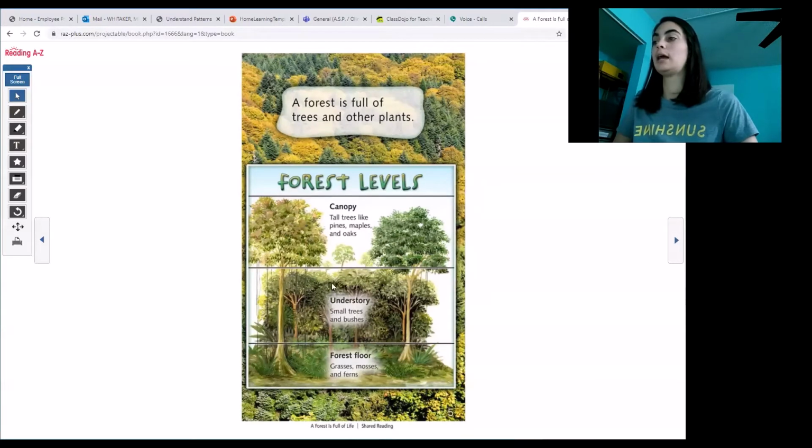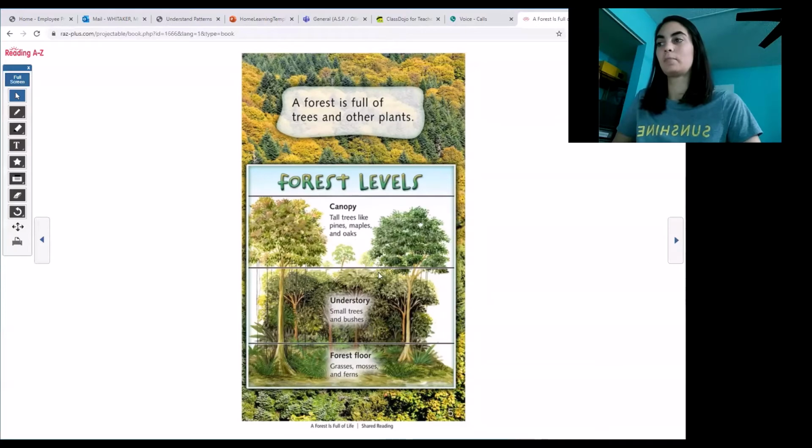So we have 3 layers to this forest. The diagram tells about different levels of the forest. What do you think that means? Let's read the information in the chart. So here's your chart. The diagram helps you understand the levels of the forest. So it helps me, I can see it. So the canopy is all the very, very tall trees.